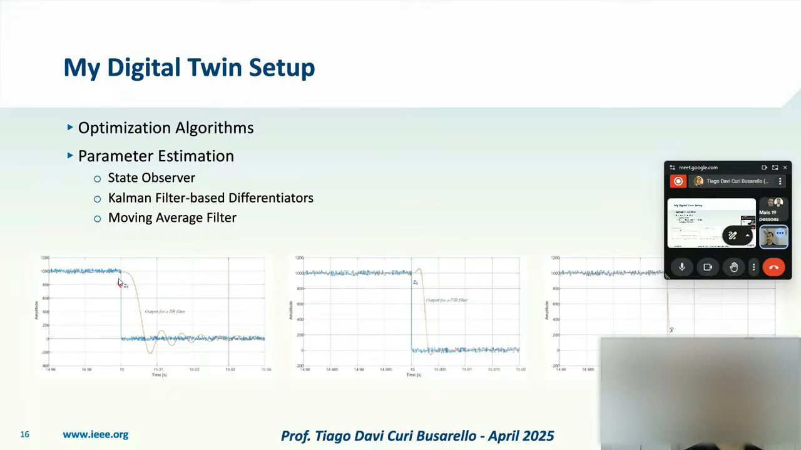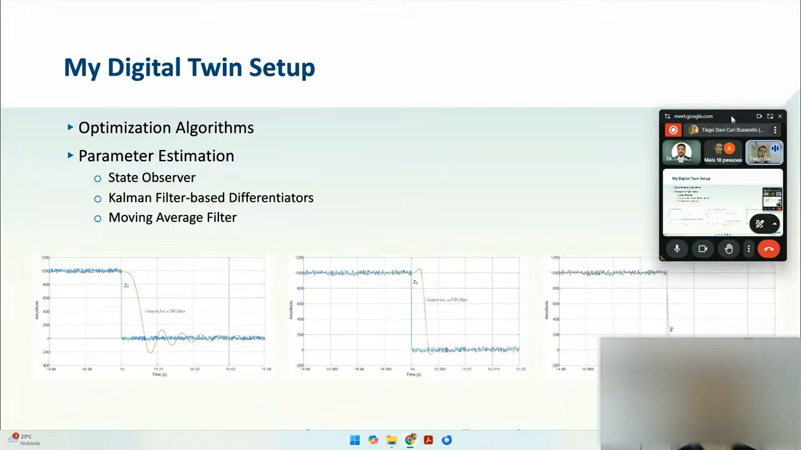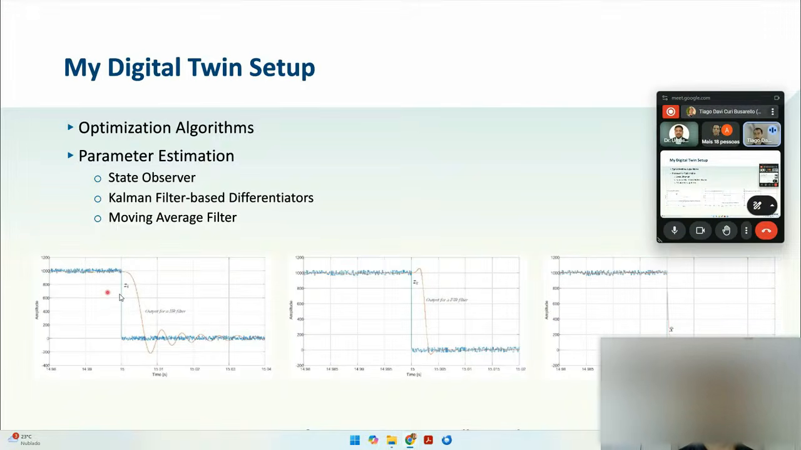If something changes, we just normalize, right? And then we can see the responses of different filters, like an infinite impulse response filter, a finite impulse response filter, and the Kalman filter. Here you can see that it tracks this variation much faster. That's the reason I'm using Kalman filter differentiators to get internal parameters of components.